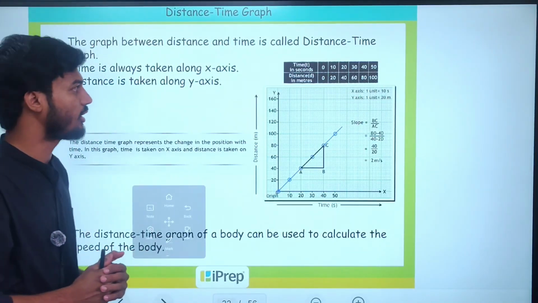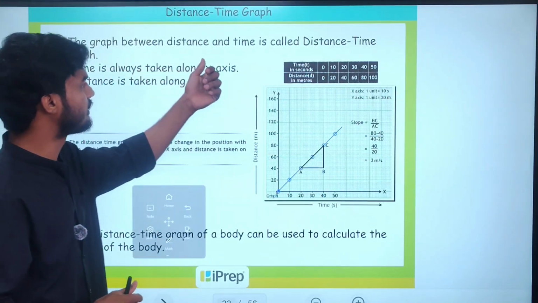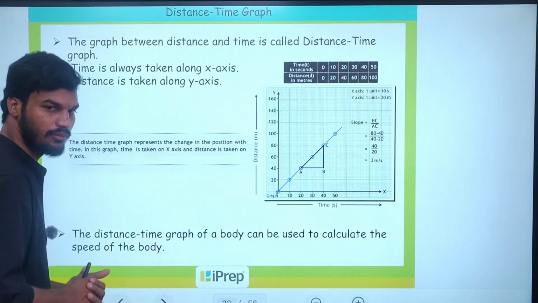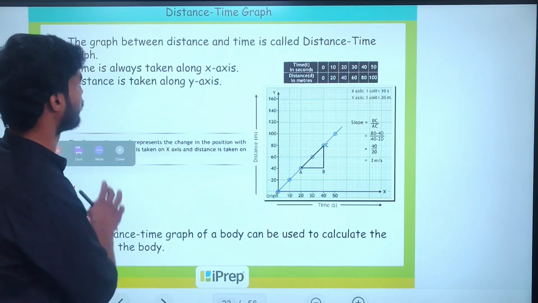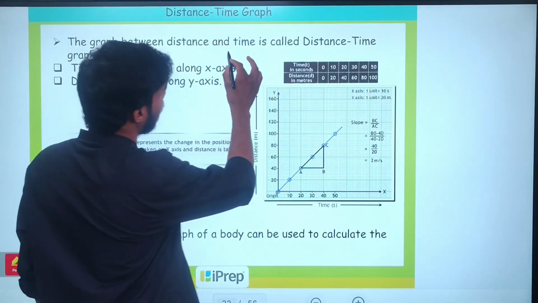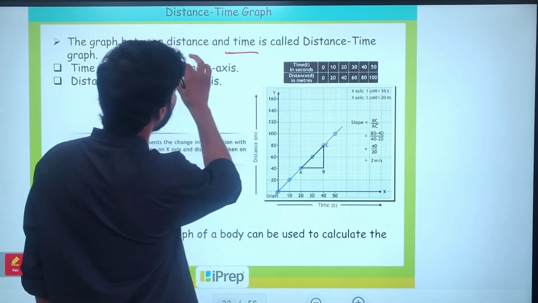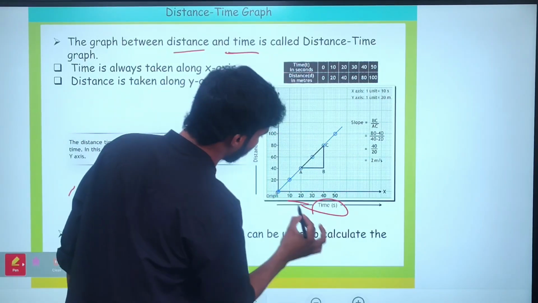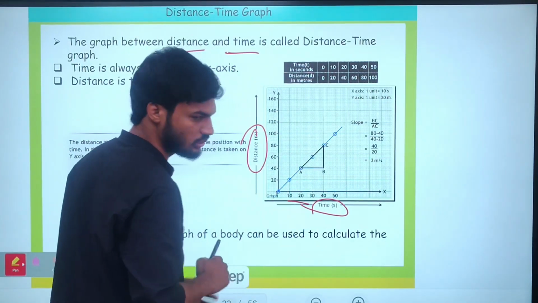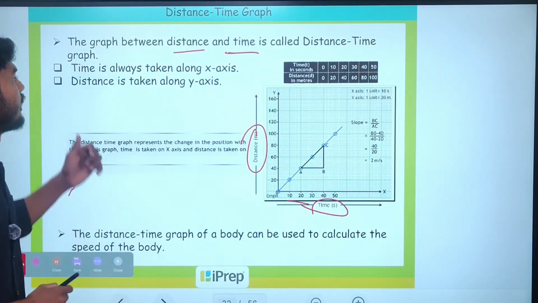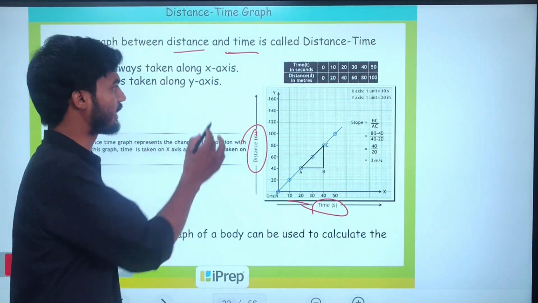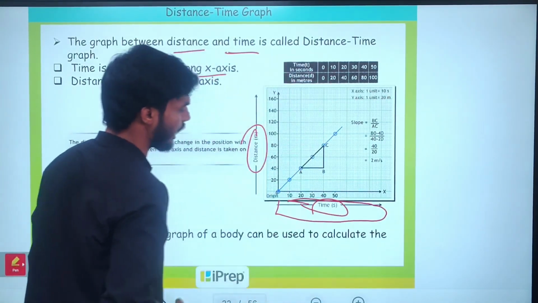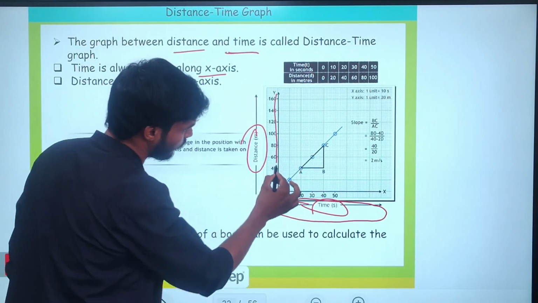Look here, in the x-axis, what is given? The graph between distance and time is called a distance time graph. So in this graph, we can see both time as well as distance. Time is always taken on the x-axis. So in the x-axis you take the time, and in the y-axis you take the distance.